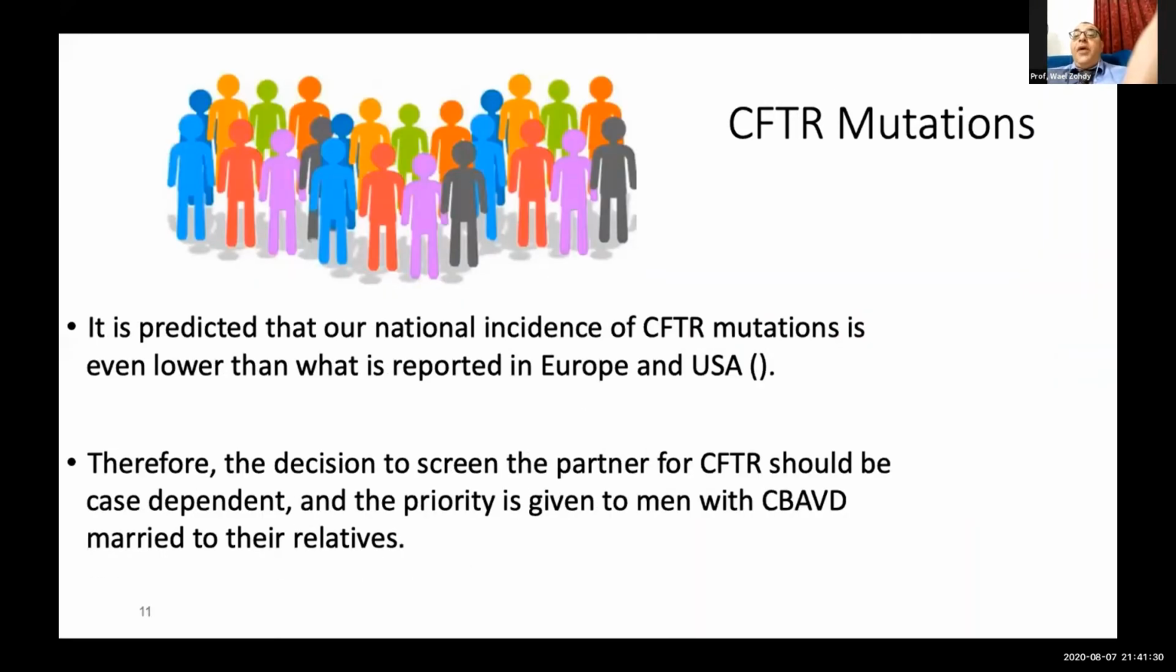It's predicted that our national incidence of CFTR mutations is even lower than what is reported in the United States and in Europe. Therefore, the decision to screen the partners for CFTR should be case dependent, and it should be patient-centered as well. The priority is given to men with congenital bilateral absent vas, especially if the man is married to his relative.